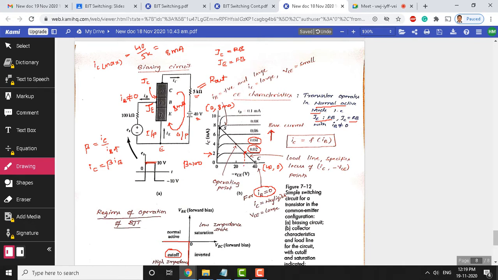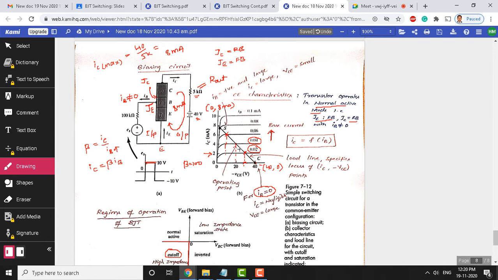When base current is 0, the collector-emitter voltage across the transistor is 40 volts, but when the base current is increased, the corresponding collector-emitter voltage keeps decreasing. For instance, at 0.02 milliampere, the collector-emitter voltage is between 20 and 40 volts, and as you increase the base current to say 0.04, the corresponding collector-emitter voltage is now 20 volts. And then if you go for 0.06, the intersection point is here, and the corresponding collector-emitter voltage is almost 10 volts.